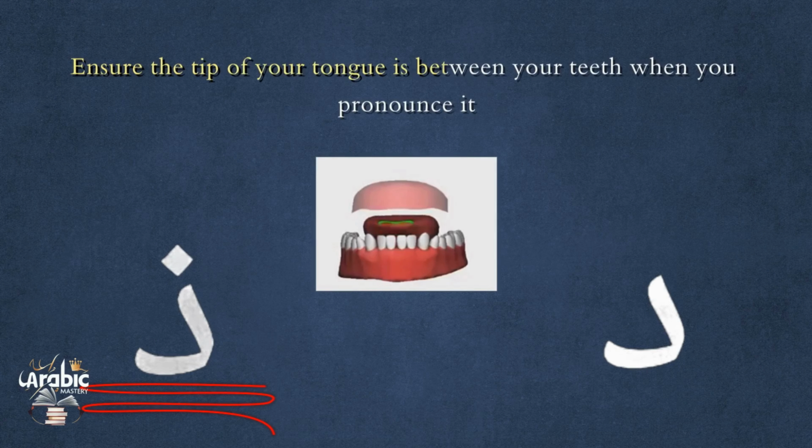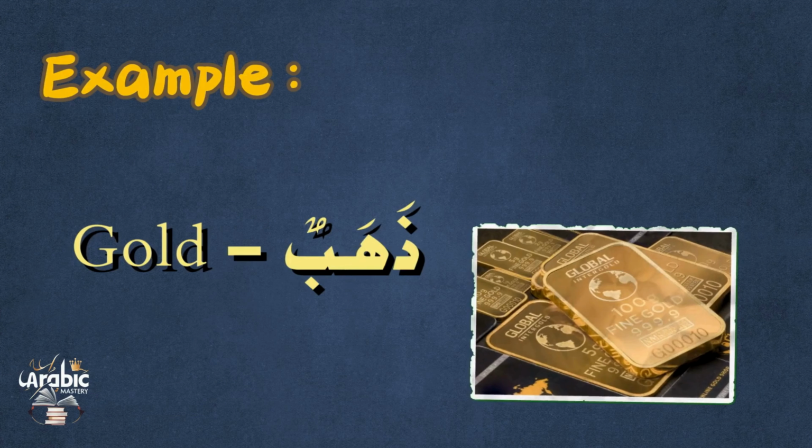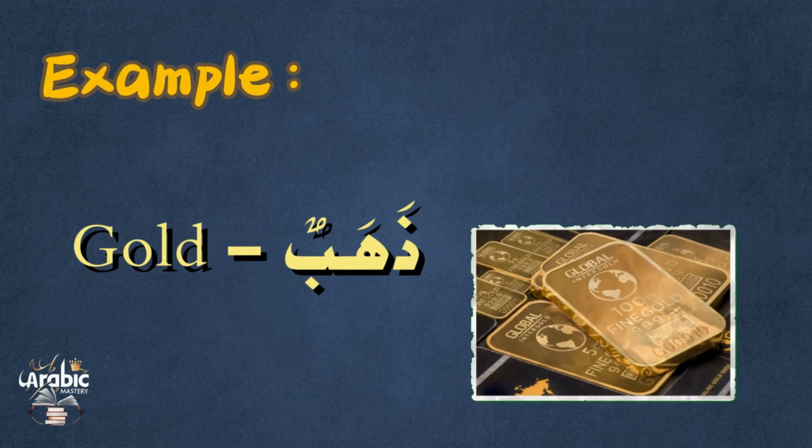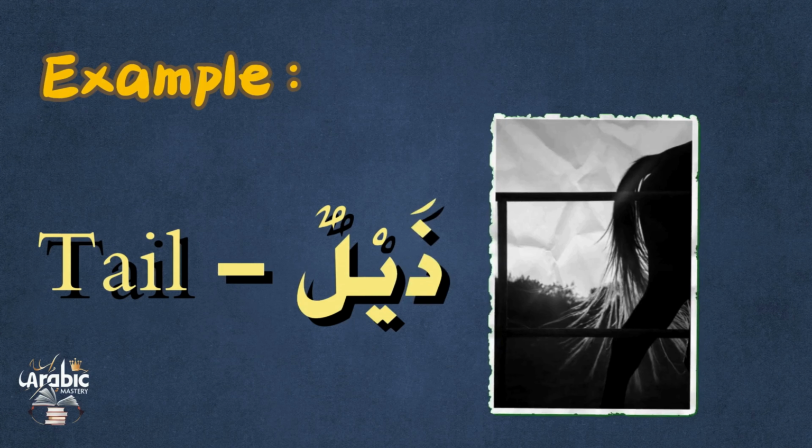Next is Dhaal. Place a single dot above it. It is similar to the TH sound in this. Ensure the tip of your tongue is between your teeth when you pronounce it. For example, ذهب, ذيل.